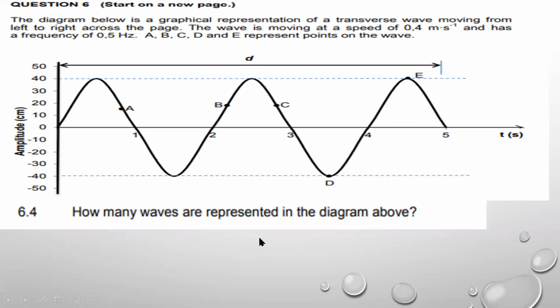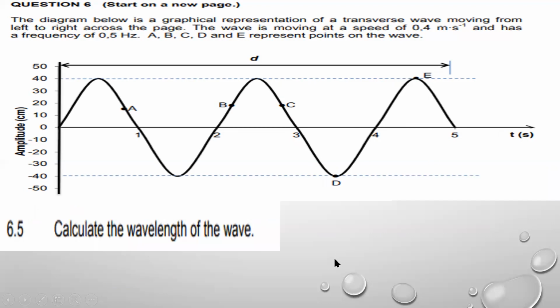So how many waves are in the diagram? That's our question. So let's see. It is a positive pulse and a negative pulse, one wave. And another one, positive pulse, negative pulse, another one, and a half. So the answer is 2.5.